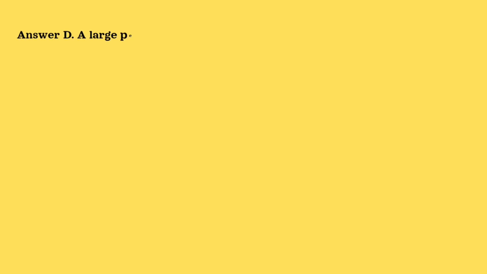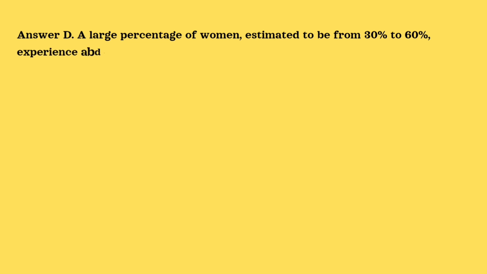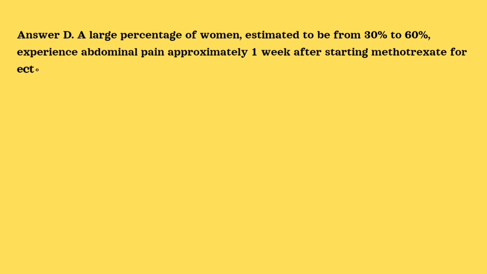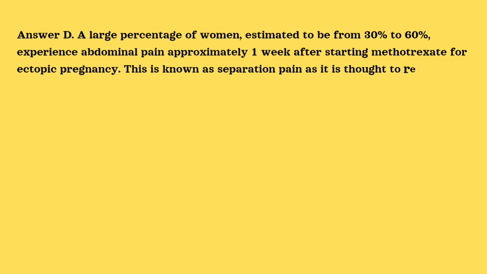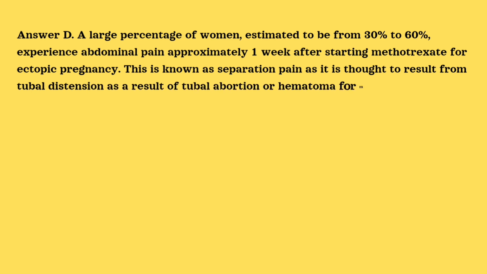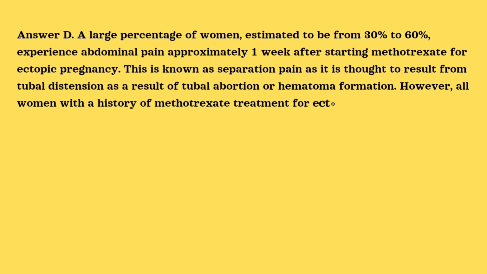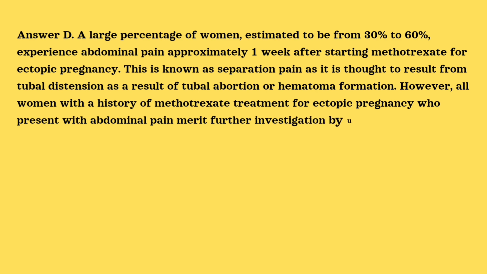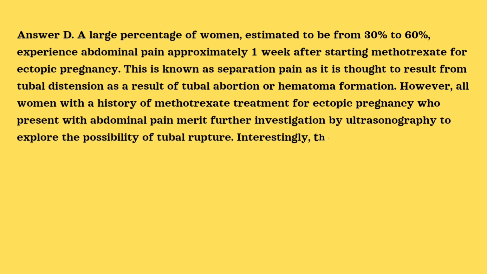Answer D. A large percentage of women, estimated to be from 30% to 60%, experience abdominal pain approximately 1 week after starting methotrexate for ectopic pregnancy. This is known as separation pain, as it is thought to result from tubal distension as a result of tubal abortion or hematoma formation. However, all women with a history of methotrexate treatment for ectopic pregnancy who present with abdominal pain merit further investigation by ultrasonography to explore the possibility of tubal rupture.